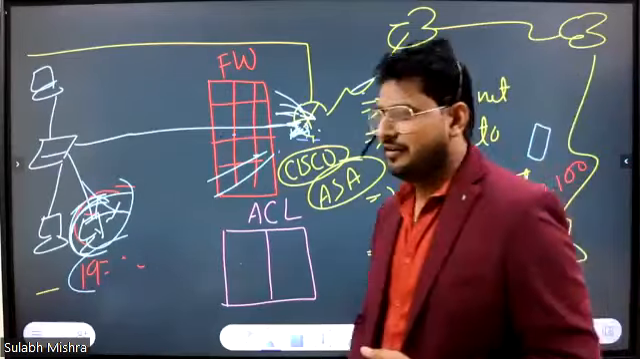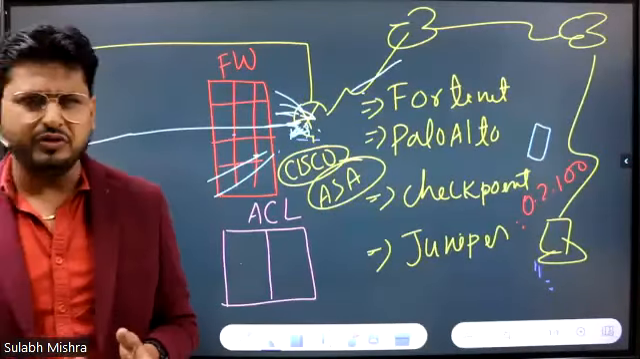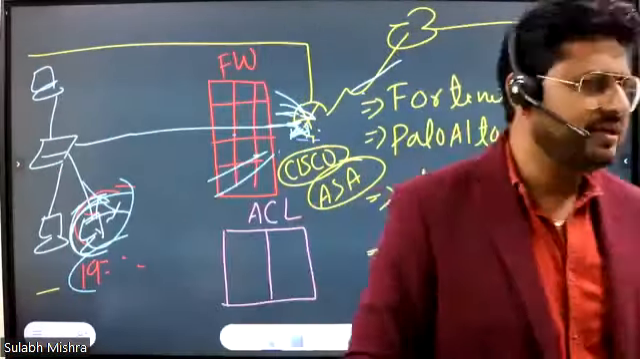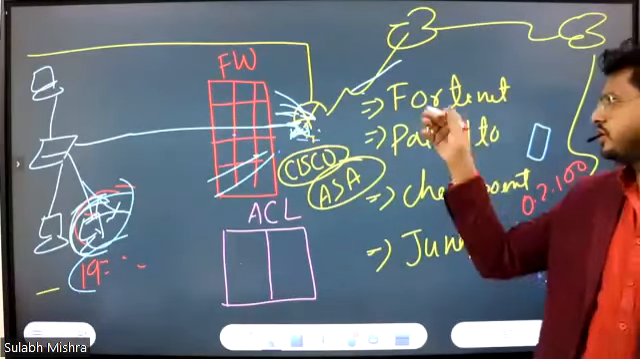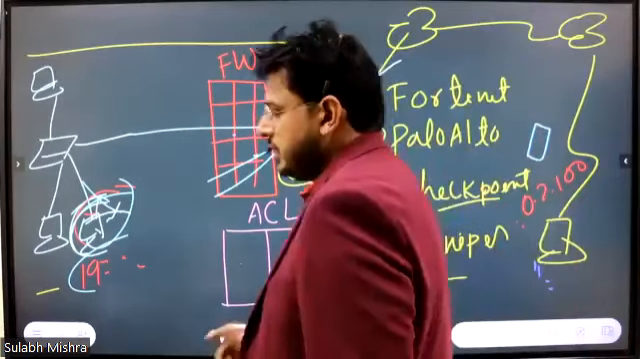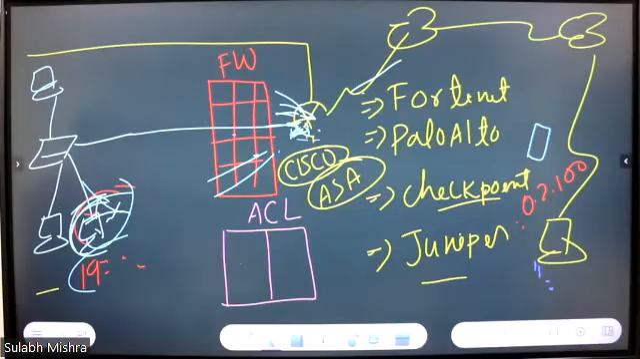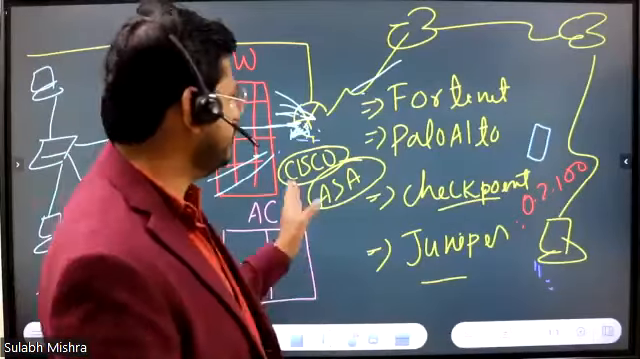WatchGuard. These are small scale firewalls. Sophos and WatchGuard are small and medium enterprise firewalls. Generally, big companies will use Fortinet, Checkpoint, and Juniper firewalls. These are some of the popular firewall vendors, right? Cisco, these all.